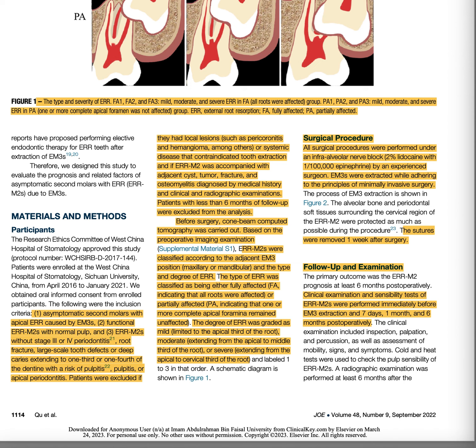Patients were excluded if they had local lesions such as pericoronitis and hemangioma, or systemic disease that contraindicated tooth extraction, or if second molars with apical external root resorption were combined with adjacent cyst, tumor, fractures, and osteomyelitis, diagnosed by medical history and clinical and radiographical examination.